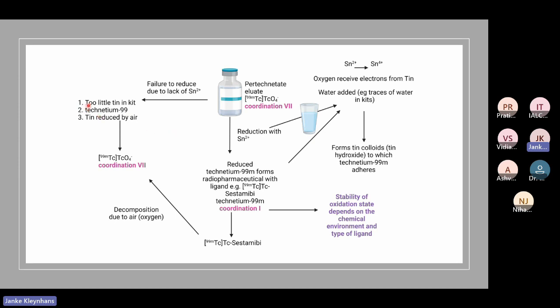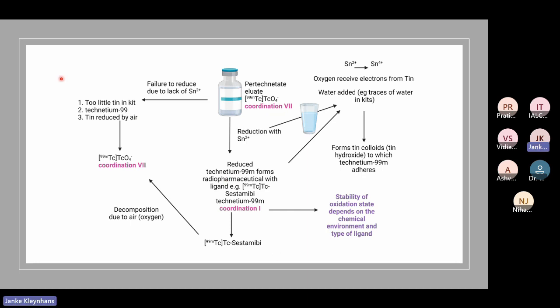So, very important, the stability of the oxidation state of the chemical here at the end depends on the environment, so the amount of air and the tin. So actually it's about the tin in this mixture, as well as the type of ligand. Some are more stable than others. Really important to know, this is the oxidation state. So this is what oxidation state we want here in the end for labeling to take place with the molecule.